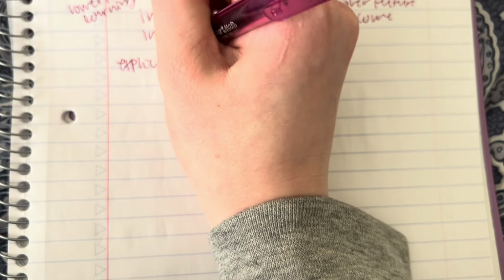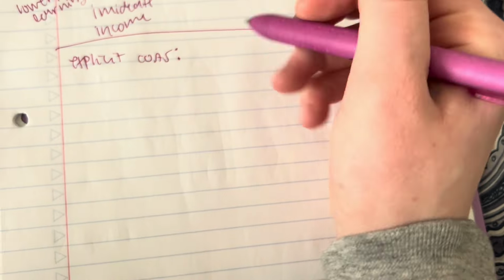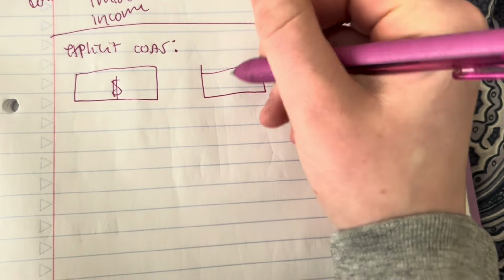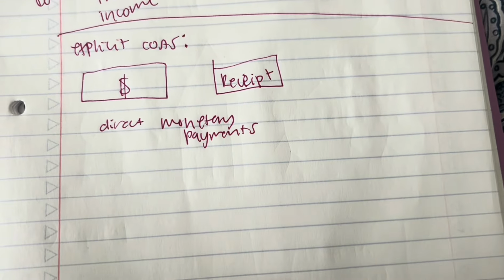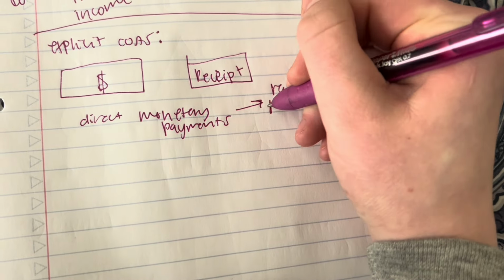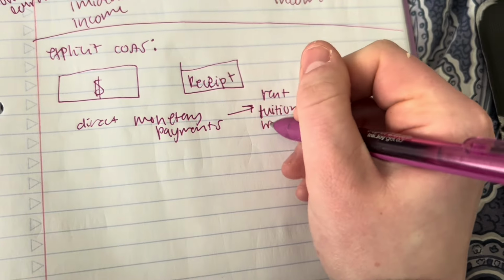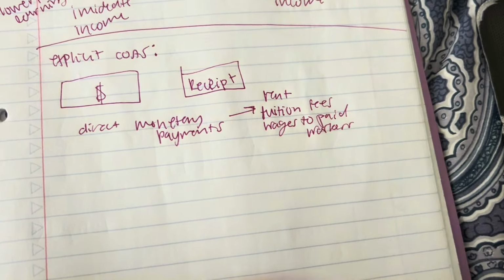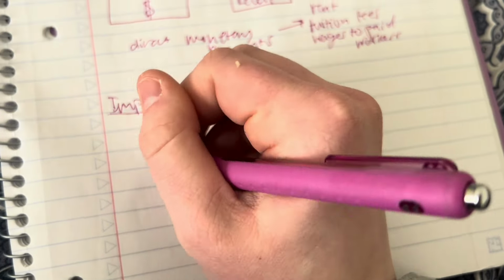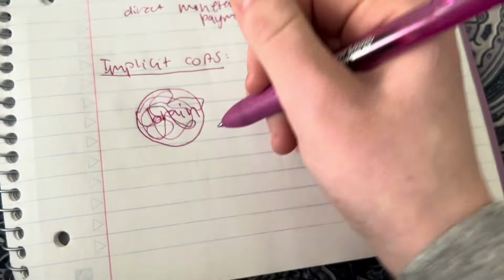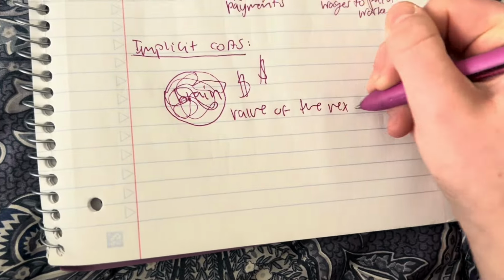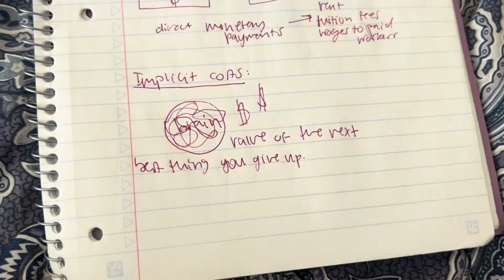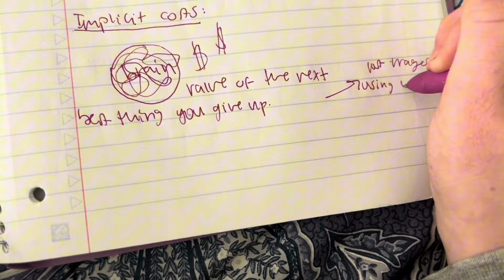Next, it asks to explain the difference between explicit and implicit costs and the difference between trade-offs and opportunity costs. Explicit costs are direct monetary payments, which include tuition fees, rent, and wages paid to workers. These are visible and measurable. Implicit costs are the value of the next best alternative you give up. This includes lost wages and using your own building instead of renting one out. Opportunity cost includes both explicit and implicit costs.